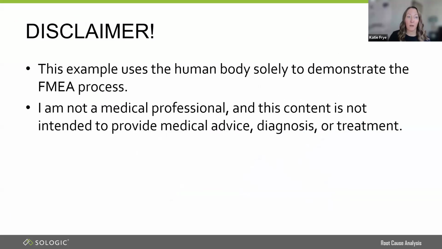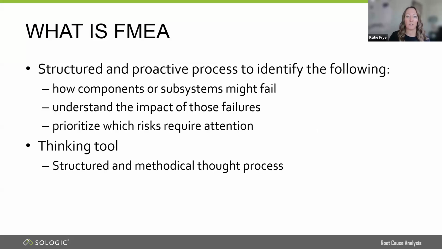Before we dive into our webinar today, a quick disclaimer. I am not a medical professional, and this is not medical advice. The human body is simply a familiar, intuitive asset that we're using to demonstrate the FMEA process. The goal here is to make the method easier to understand, not to make any clinical statements. So with that out of our way, we'll get started with what FMEA actually is.